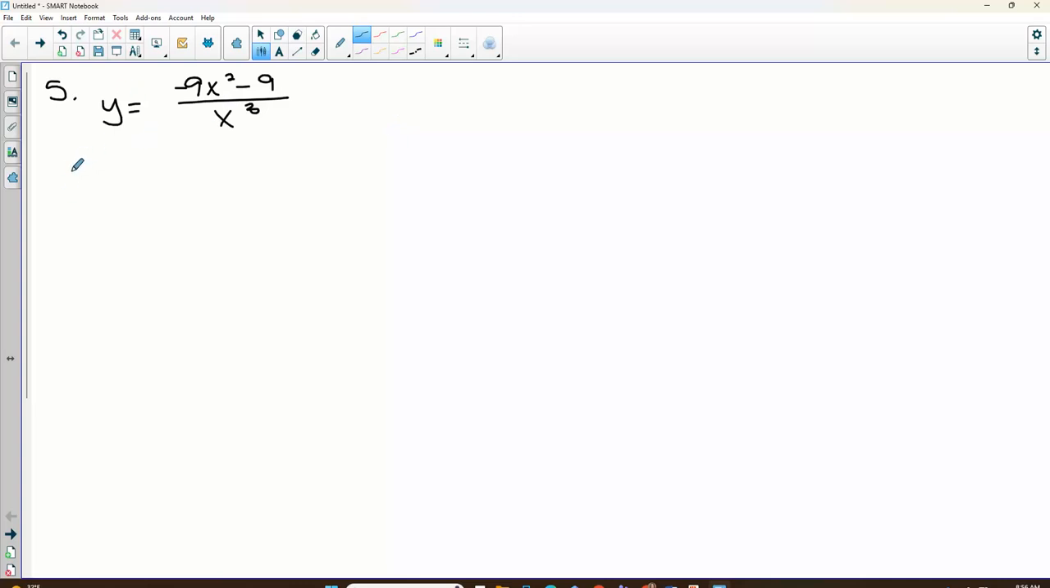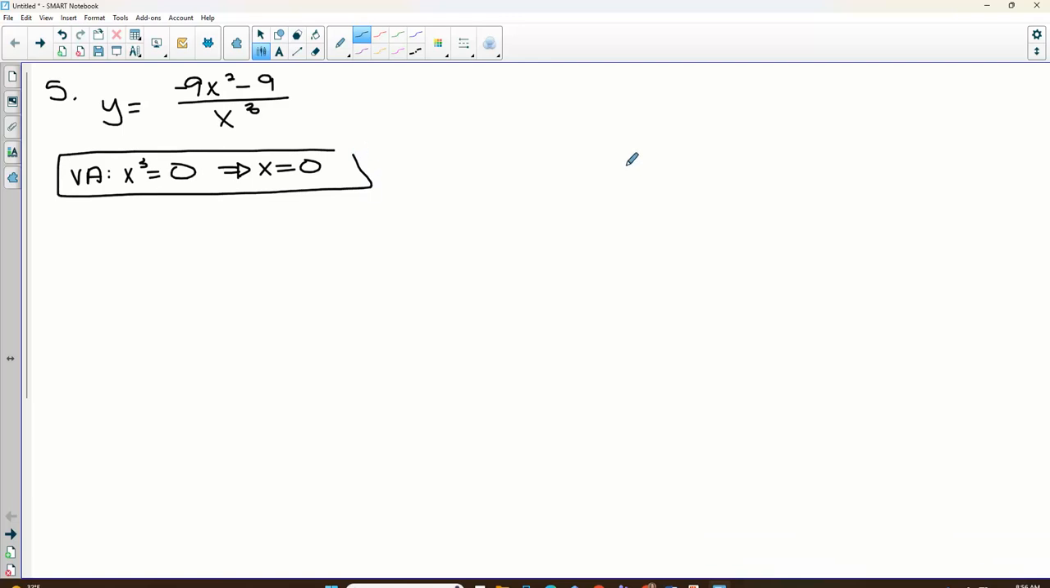How do we find vertical asymptotes? So what makes x cubed equal 0? 0. Okay. How do we find horizontal asymptotes? We set the equation equal to our limit going towards infinity. We have to do the limit as we approach both positive and negative infinity.